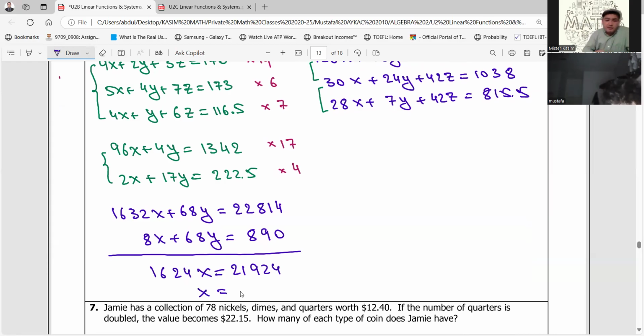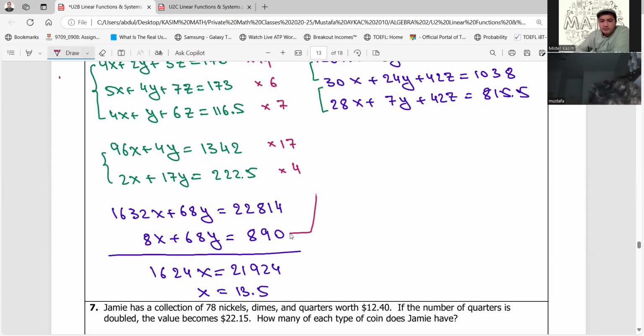So now if you divide both sides by 1624, this is divided by 1624, it is 13.5. Okay, we got x. And now, using this one, we can get the value of y.